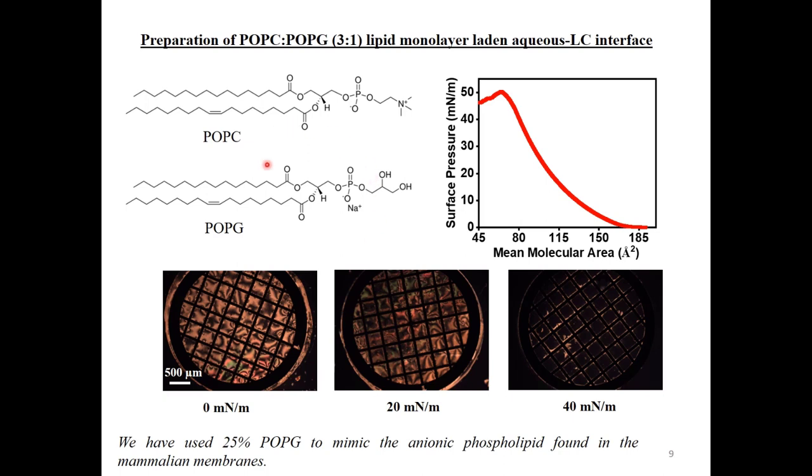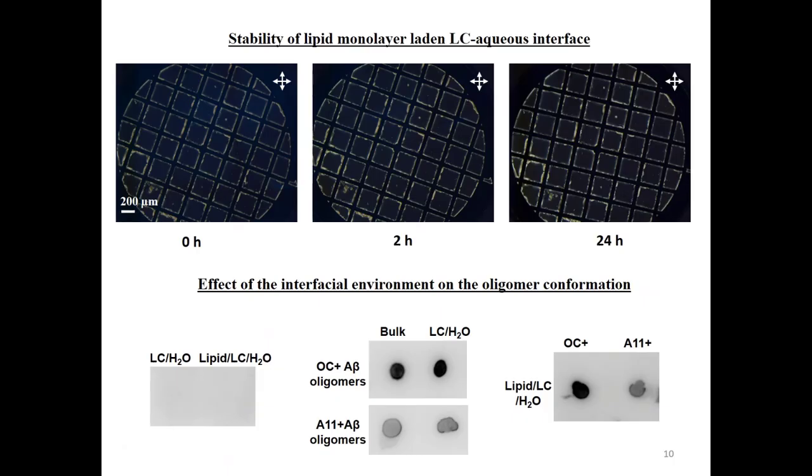We started our exploration by preparing a mixed monolayer of POPC and POPG in 3:1 to mimic the anionic phospholipids in mammalian membrane. The liquid crystal films showed a dark optical appearance under a polarizing optical microscope, which is consistent with a uniform homeotropic alignment of the liquid crystal. The homeotropic alignment was stable up to a minimum of 24 hours.